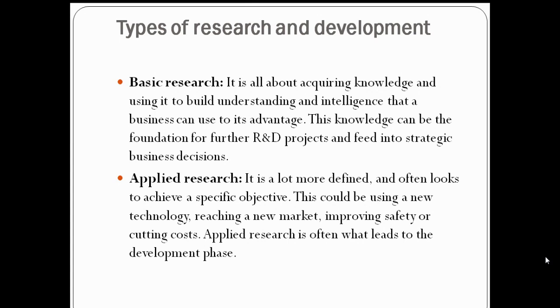Now the second type is applied research. Applied research is a lot more defined. It is very well defined, so we define what we have to do. It often looks to achieve a specific objective. In applied research the specific objective is defined, and that could be a new technology, reaching a new market, improving safety, or cutting costs. These are some examples of specific objectives.